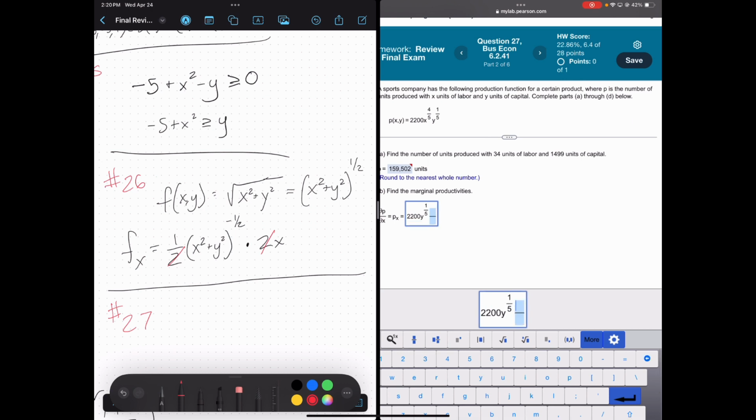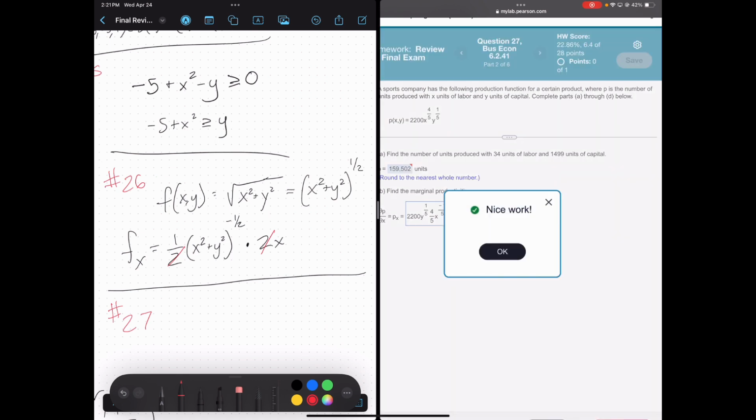Okay, so I'll just do it this way, 4/5, and then x to the negative 1/5. Right, when I subtract 1 from the exponent, I get negative 1/5. 4/5 minus 1 is negative 1/5. Let's try it out. Nice work.